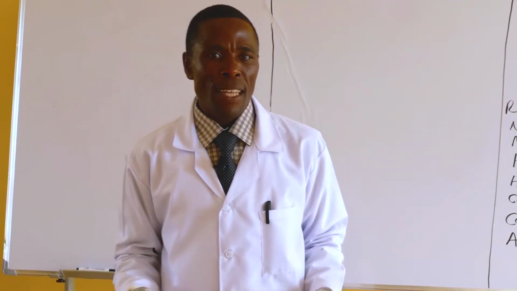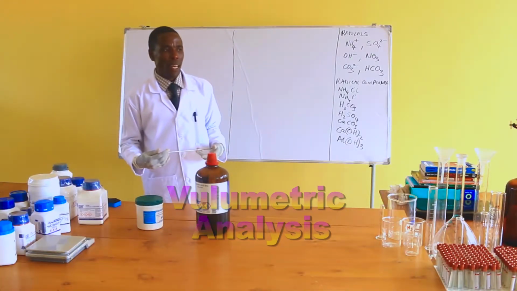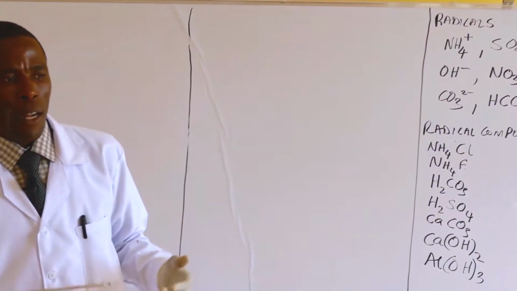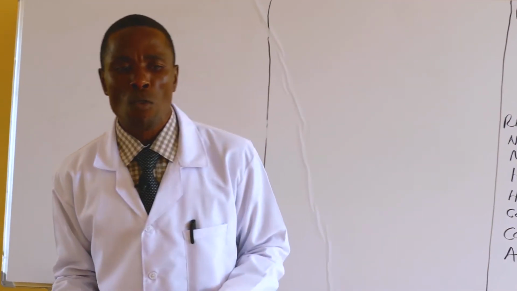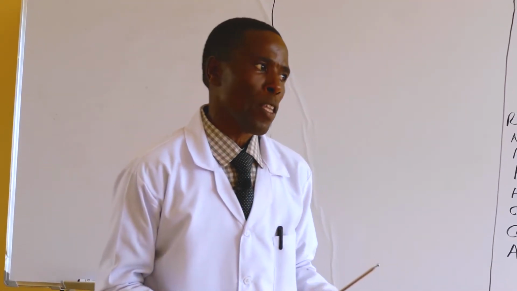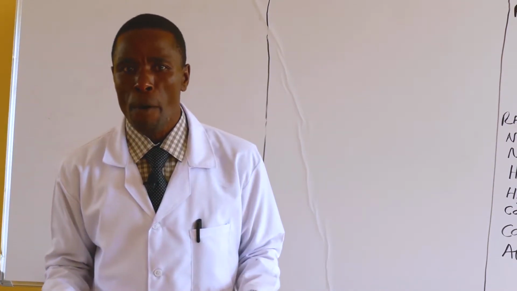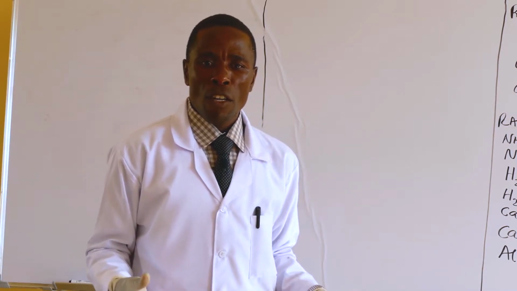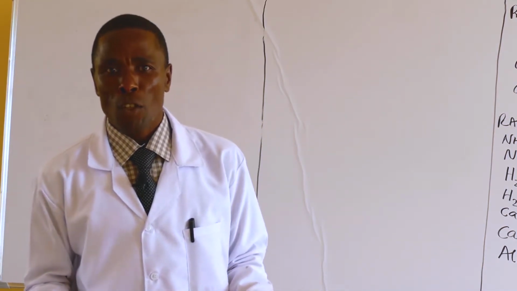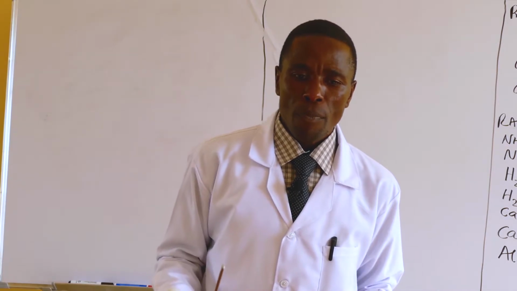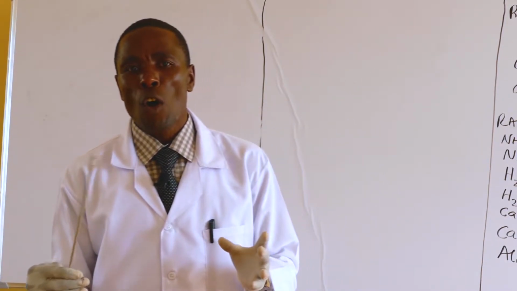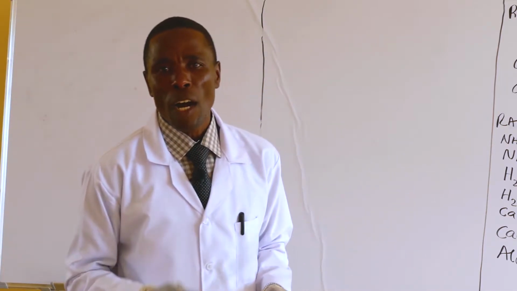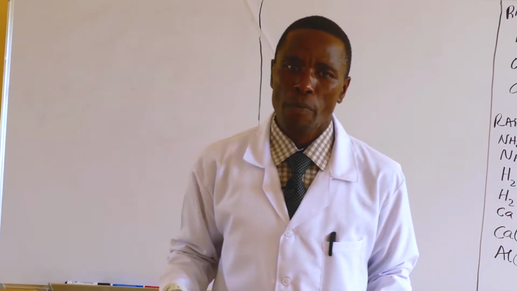This is the second part of volumetric analysis, and this time I'm talking about radical compounds. We have already seen how one atom combines with another atom in the formation of a binary compound, but now it is about radical compounds. A radical is a group of atoms which has its own charge and its own valence, and it acts as a single atom in the formation of a compound.